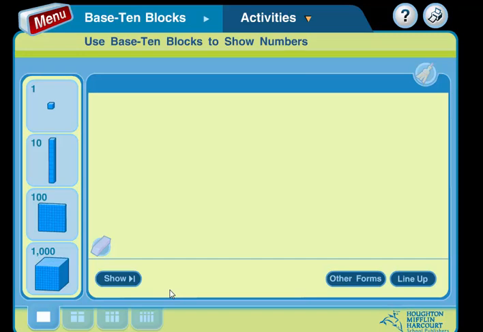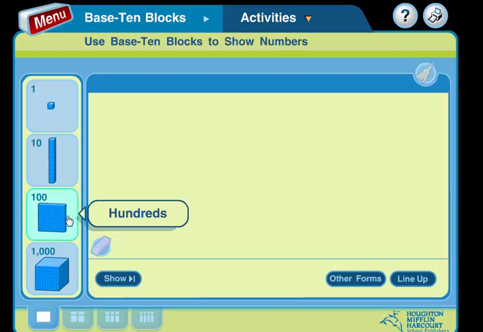Lesson 3.5 is decimal addition. And for these, you'll notice they are using base 10 blocks. So I am in the iTools in Think Central. I wanted to show you how you can use these base 10 blocks to help with this lesson.